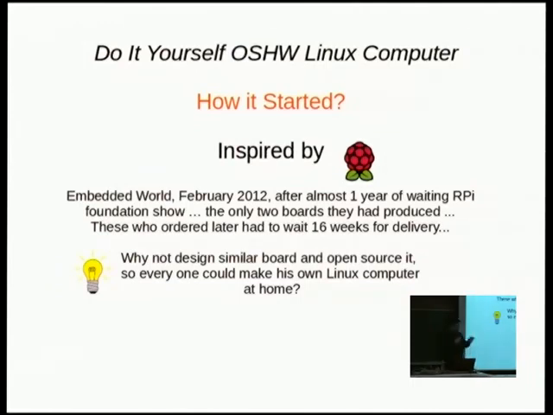And then I asked myself, why not make one computer that everybody can make at home, and open source it? Then there will be no supply problems, because everyone, instead of waiting 16 weeks, can make it by himself. Or many manufacturers, having the design, can start producing it, so there will be no supply problem with this computer. This is how the idea for a do-it-yourself computer started.